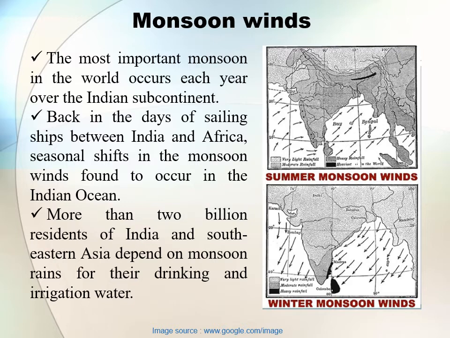Now, these monsoon winds are very important, particularly for Indian and Southeast Asian peoples, because depending on this summer monsoon, the subcontinental landmass of India and Southeast Asia gets a lot of rainfall, and this rain is used to recharge the groundwater, and it is later used for drinking and irrigation purposes.